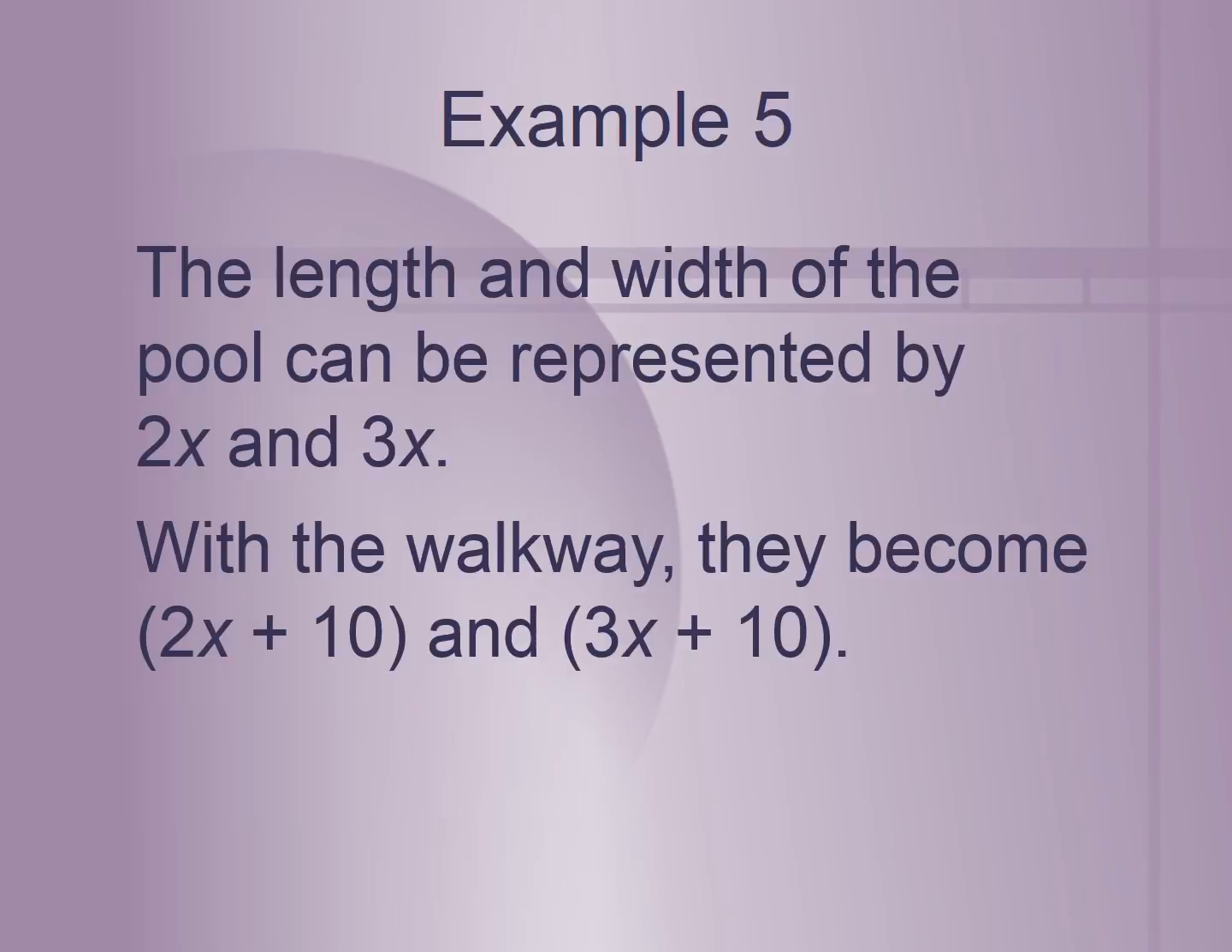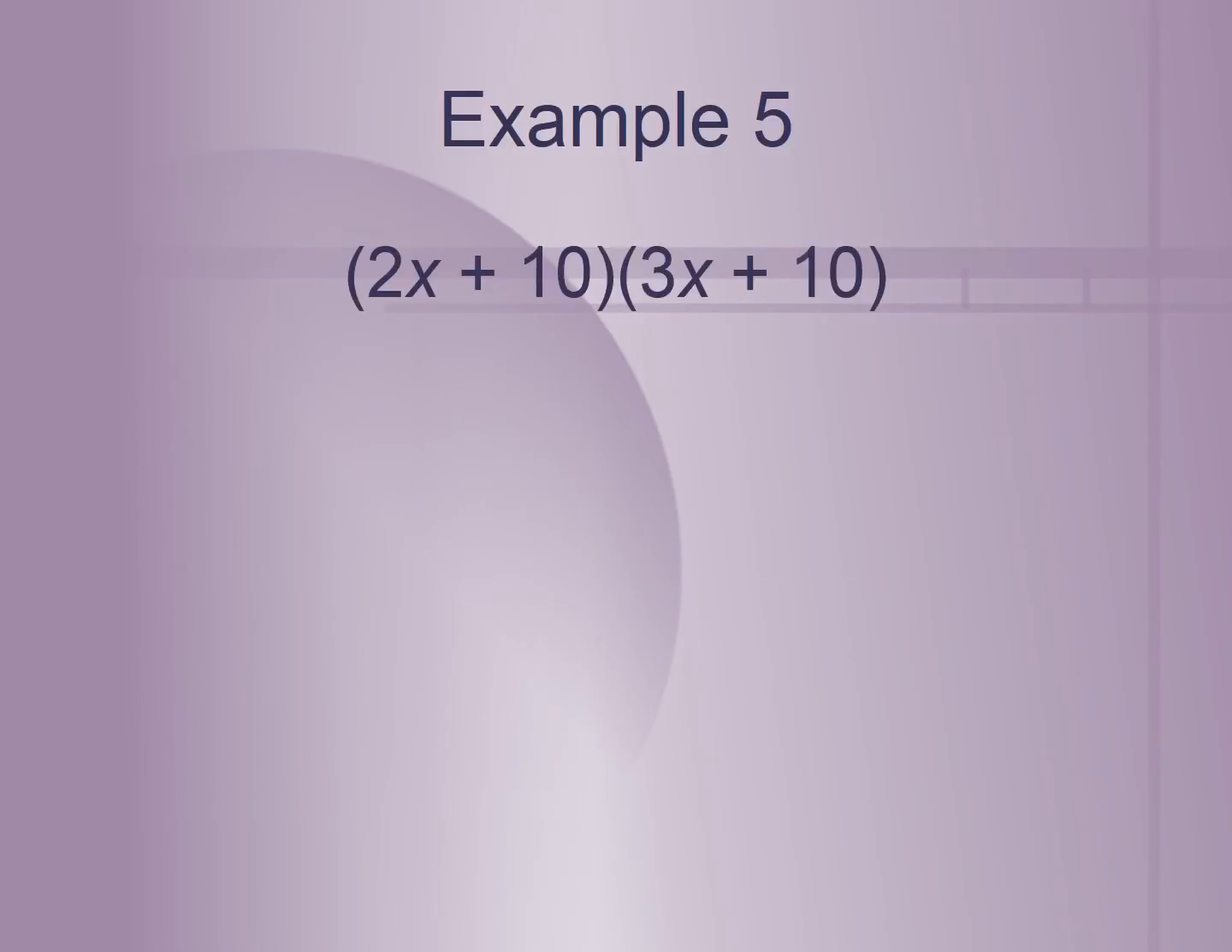And then when you look at your length, it is 3x, but then you have a 5-foot walkway on each side, so that becomes 3x plus 10. So remember, area is length times width, so that means we need to multiply the length and the width. So we need to multiply 2x plus 10 times 3x plus 10. So we'll do our first terms first. 2x times 3x, that's 6x squared.